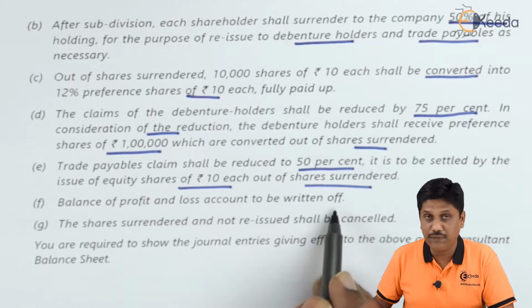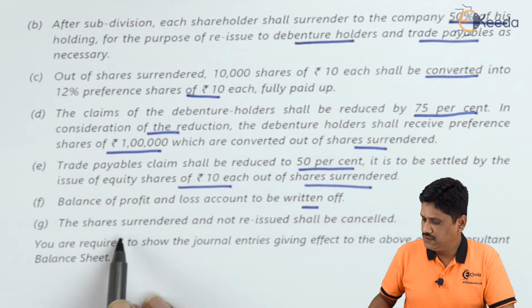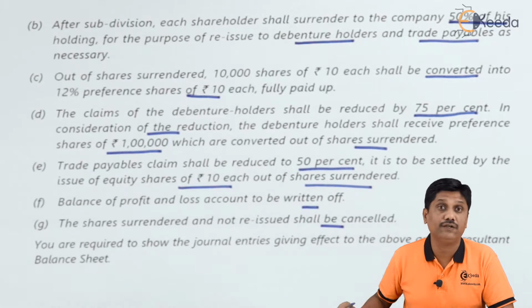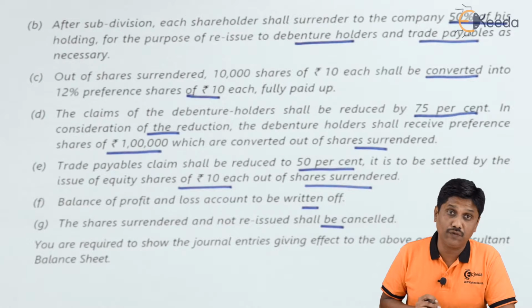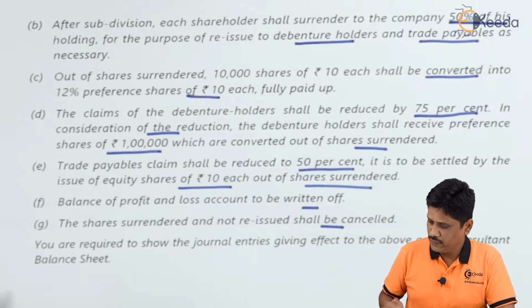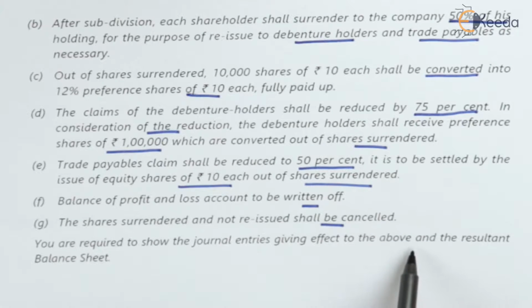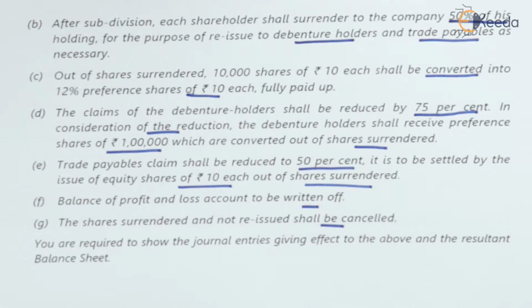Balance of the P&L account is to be written off. It is your basic adjustment. Shares surrendered not reissued shall be cancelled. So the shares which are surrendered but not used will be cancelled, that is they are transferred to capital reduction account. You are required to show the journal entries giving effect to the above and the resultant balance sheet. So they are asking you to prepare a journal and they also want from you a balance sheet.